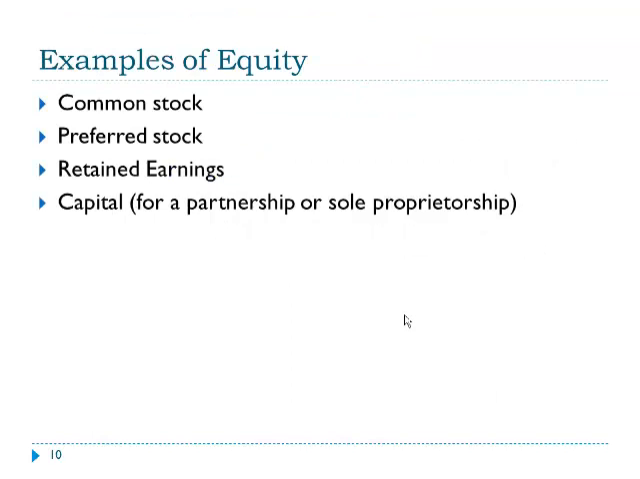Examples of equity are common stock or preferred stock. There could be particular kinds of securities with particular kinds of rights given to shareholders. It also includes retained earnings, which represents the increase of wealth in the company from providing goods and services to customers at a higher price than it costs them to provide those goods and services. We use different terms depending on the organization of the company, and so capital is going to be the term if it's a partnership or a sole proprietorship rather than a corporation.